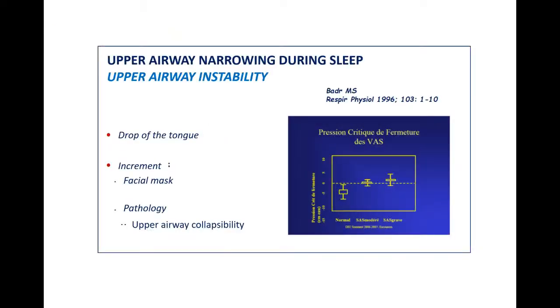Obstructions under home non-invasive ventilation are mainly related to upper airway narrowing during sleep. Two great mechanisms may occur. The first one corresponds to upper airway instability. As you know, backward movement of the tongue, impact of the facial mask on the lower maxilla, or upper airway collapsibility may be responsible.